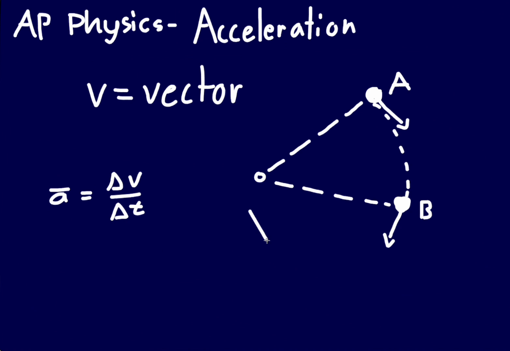Here, if you compare velocity vectors A and B, we see that they are not equal. Why? Because they point in slightly different directions. So even though the magnitudes of both these vectors are the same, because they point in different directions, there has been some acceleration that has acted on this ball.